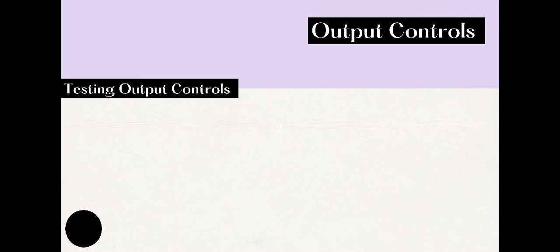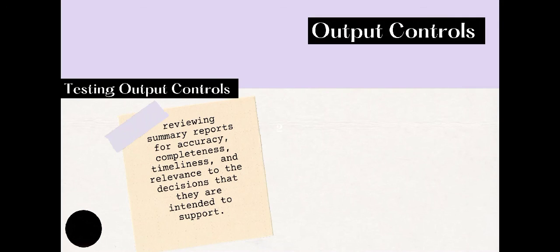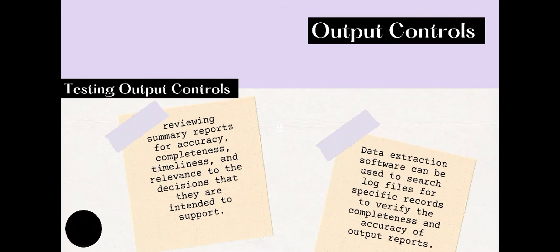So how do we test for these output controls? First, reviewing summary reports for accuracy, completeness, timeliness, and relevance to the decisions that they are intended to support. Second is data extraction software. Data extraction software can be used to search log files for specific records to verify the completeness and accuracy of output reports.